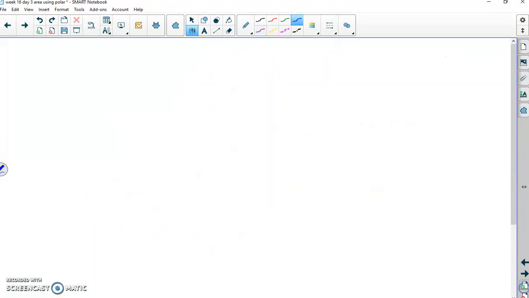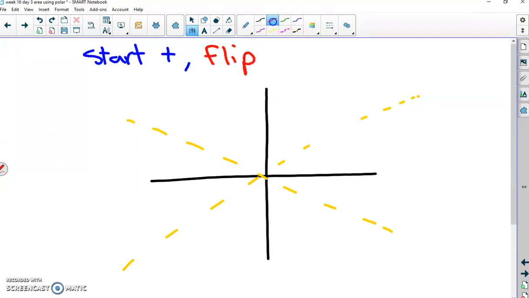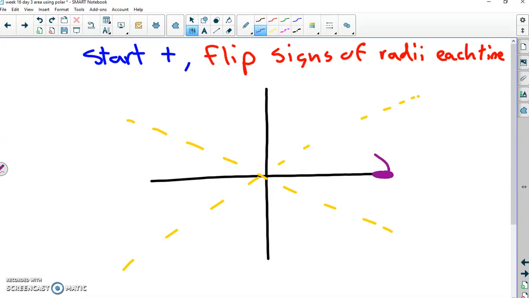So then the question would be, if I drew it again, and I start positive, flip signs of radii each time. So I'll say you start here. Okay? If I start there positive, what's going to happen? What's first zone? Okay? Then what? So I'll draw that.